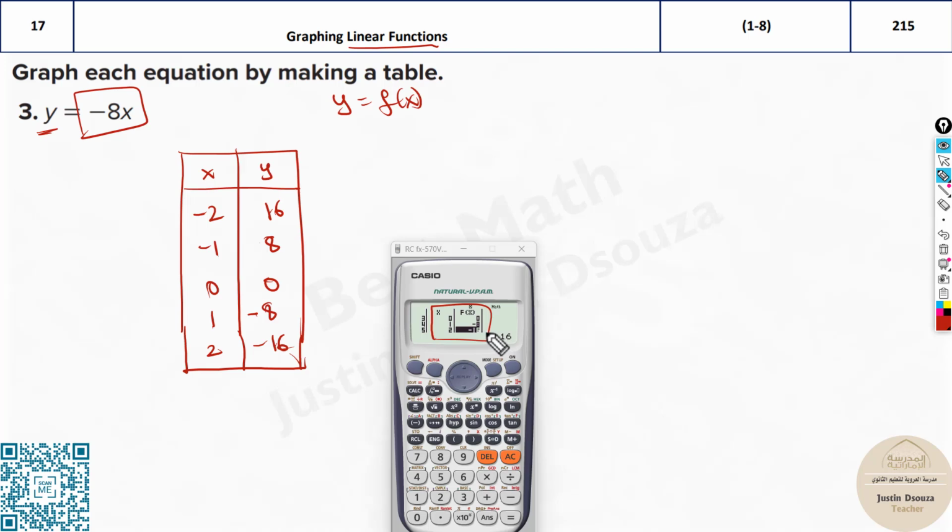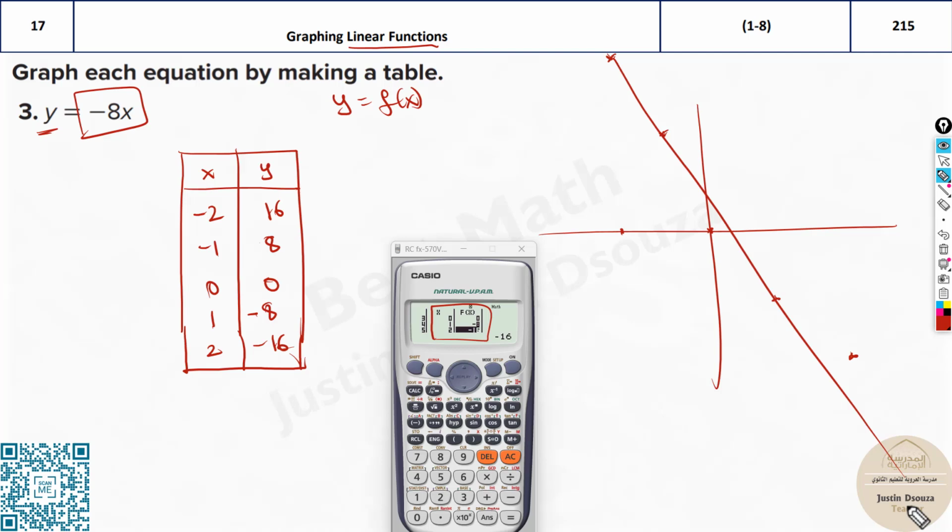Mode 7 method. Now, if you know these, you can easily graph it. What is minus 2? Somewhere over here. And where is my positive 16? Somewhere up over here, a straight point over there. Then minus 1 and 8 might be somewhere over here. 0 is over here. Then over here and here. And then join it with a straight line using a scale. That would be the graph.